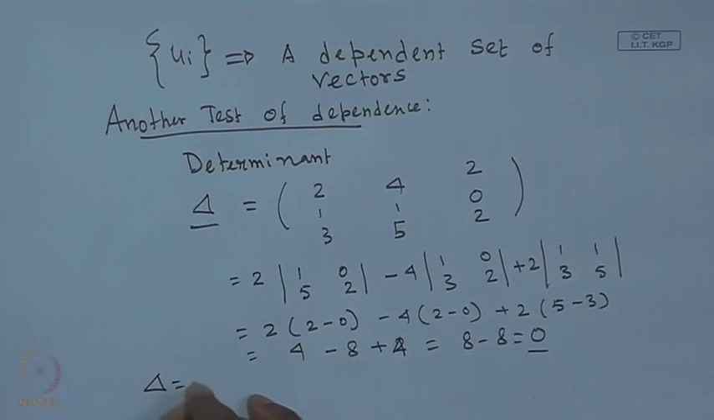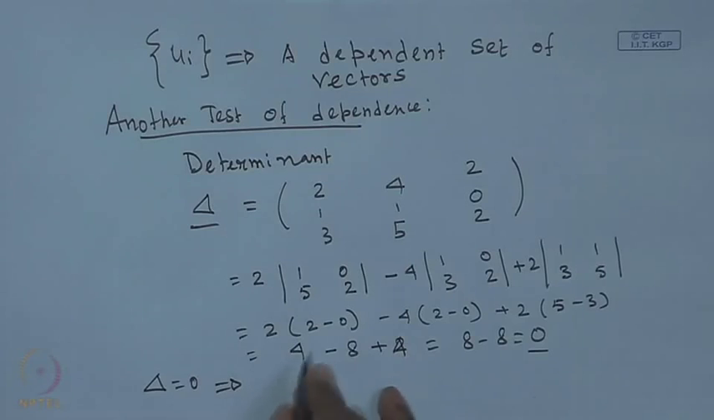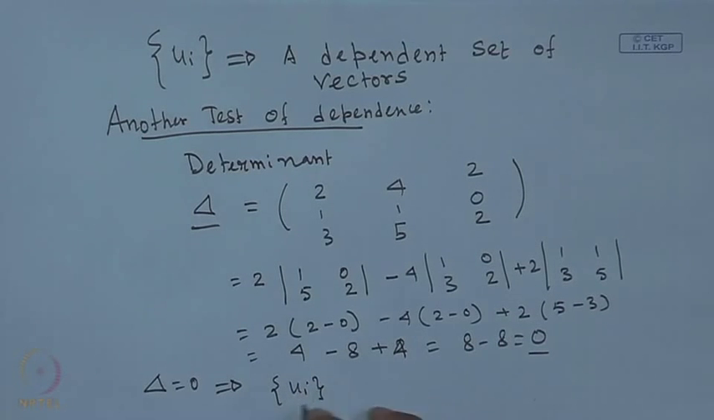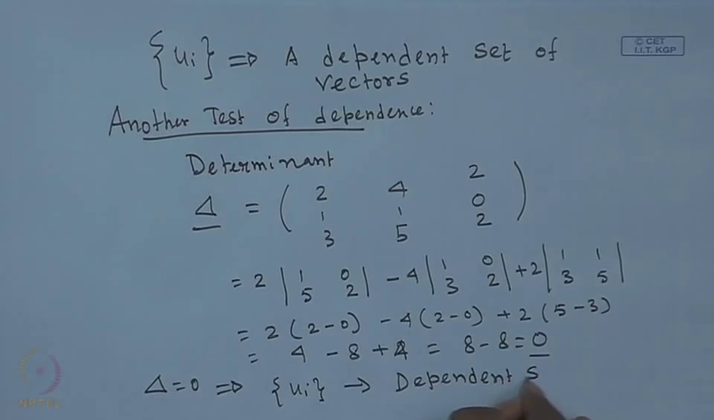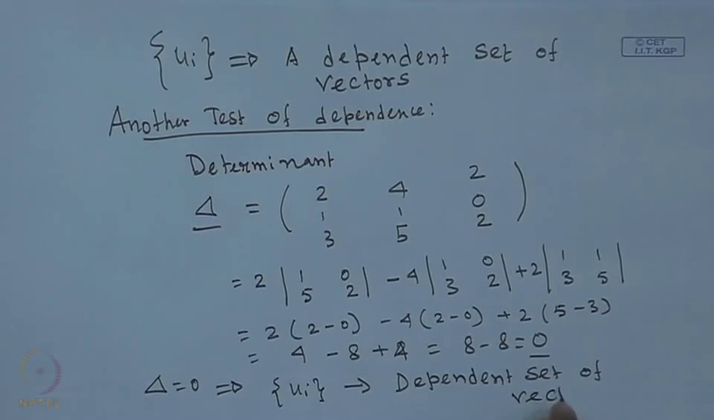If the determinant is equal to 0, then there will be an infinite number of solutions for the set of equations involving the coefficients C1, C2 and C3. So, this indicates that the vectors we are talking about constitute a dependent set of vectors. That is a quick way of determining whether the vectors are dependent or independent. Let us try to summarize whatever we have done.